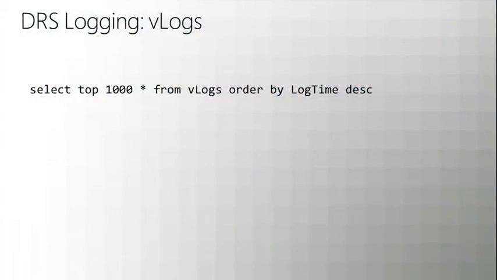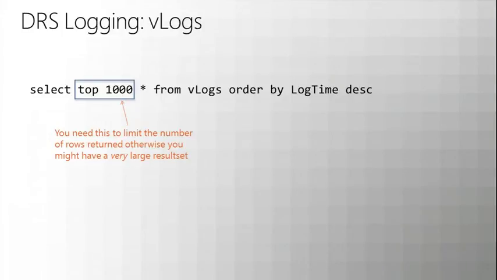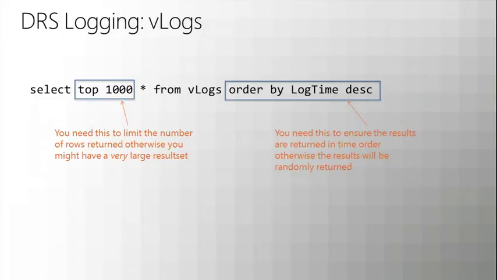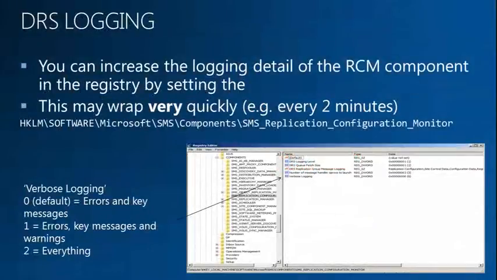DRS logging. I'd recommend that you limit that in a production environment. Don't select everything. You may compound an already bad problem. And the other thing is make sure that you order by log time, descending. You really don't want to be trawling data from 10 days ago. Grab the latest data and look at that. This is how you turn on detailed logging in the registry, and you'll see it's under Replication Configuration Monitor.